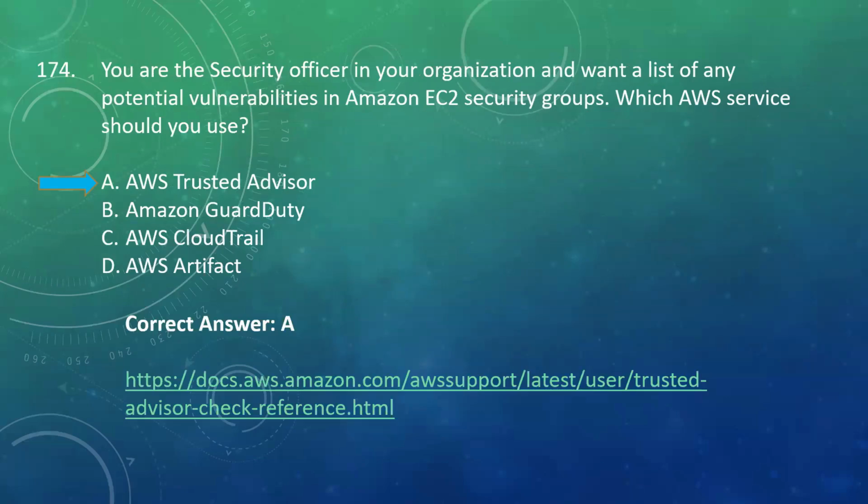Now, there is a link on your screen at the moment, which will be available in the description section of this video. Go through the link to understand more about how AWS Trusted Advisor can help you in determining any potential vulnerabilities in Amazon EC2 security groups.